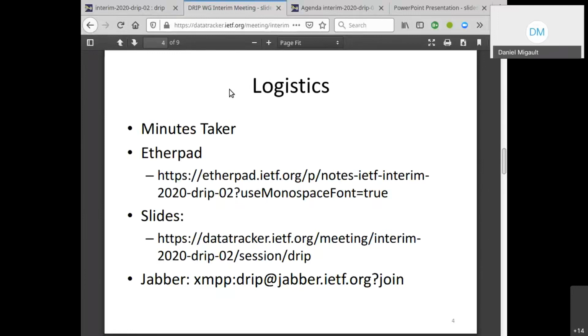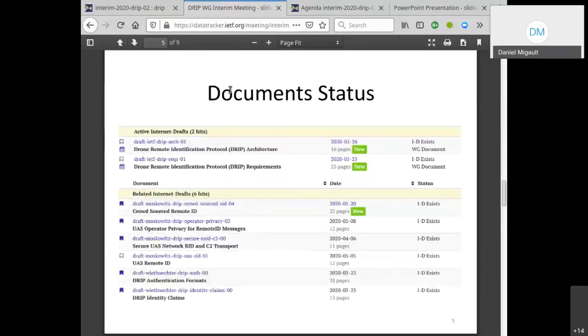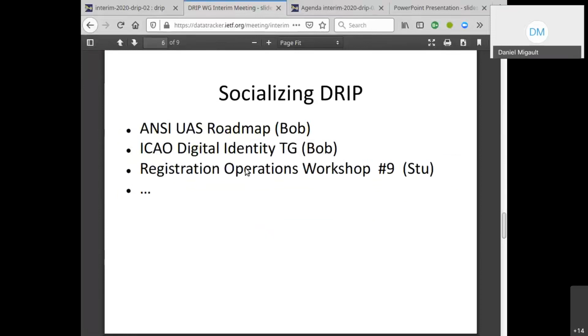So, Jabber room, you have all the links there. The status for the documents: we are essentially working on two documents, the requirements and the architecture. I think that's the right order. Those are the two we would like to move forward before going any further. We're also socializing DRIP outside of the IETF. So maybe, Bob, you want to say a few words on that?